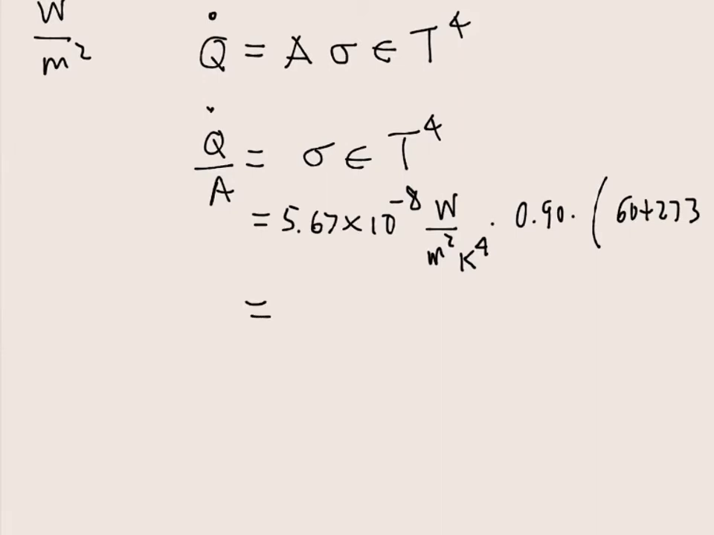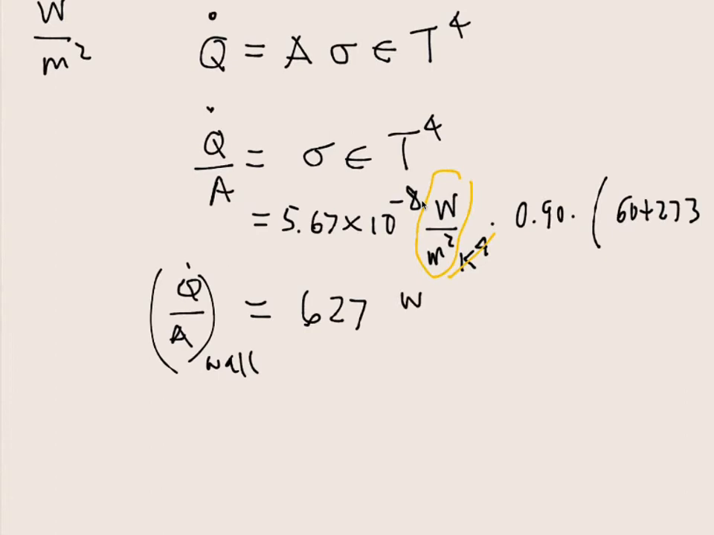So let's just check our units here, make sure they work out. We have meters squared, watts per meter squared is what we want. Kelvin to the 4th with this Kelvin to the 4th, that should work out just fine. So I'm going to need a calculator for this. Oops. I got that Q dot over A of the wall is 627 watts per meter squared. About, well, I call that 630 watts per meter squared.